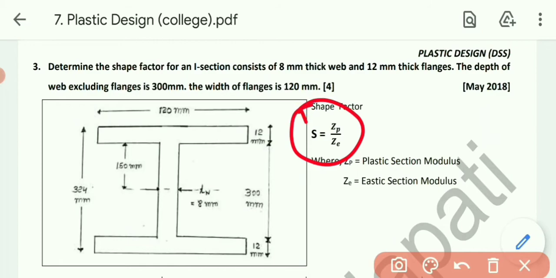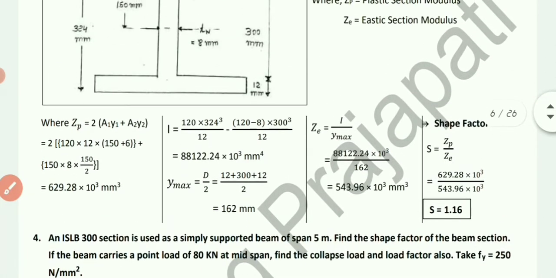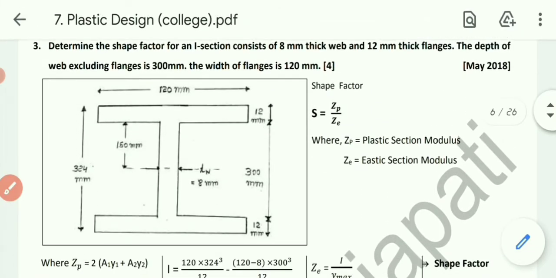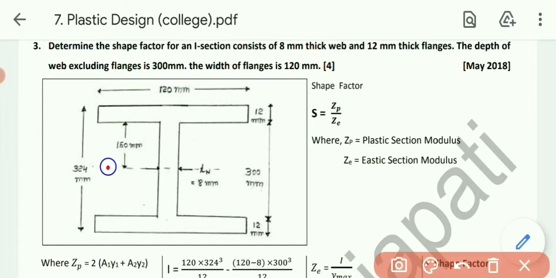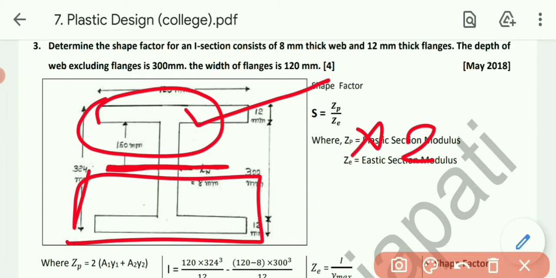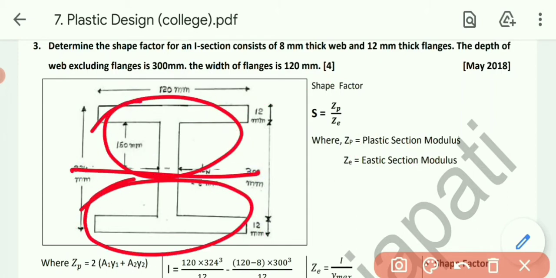Okay, so we need to calculate shape factor, that is Zp by Ze. So first of all let's solve Zp. Now for a symmetrical section, the formula of Zp will be, we can say, 2 times A1 y1 plus 2 times A2 y2. Means what we need to do, we will solve the area above the neutral axis, we will calculate Zp for this one, and we will multiply it with 2 to get the value of the below portion. As it is a symmetrical section, above and below the neutral axis the area and cross section is same.